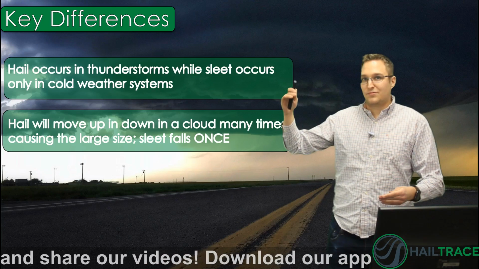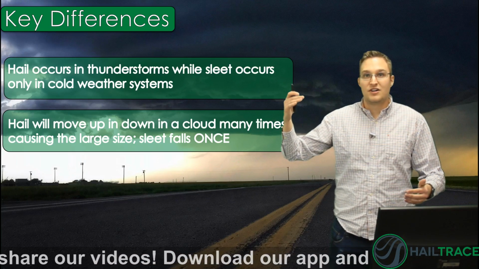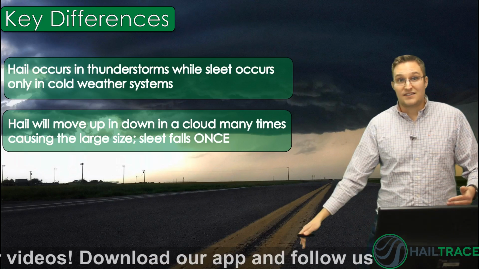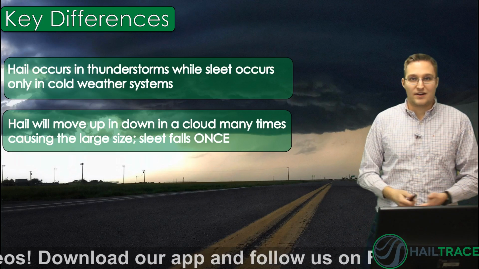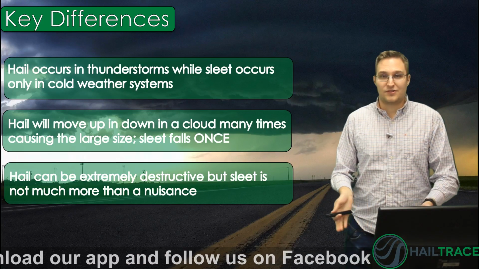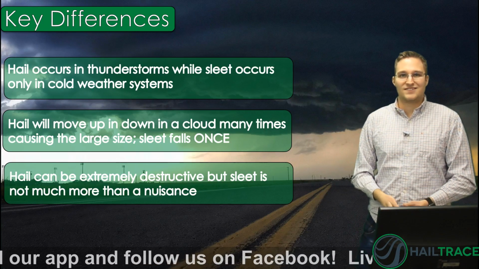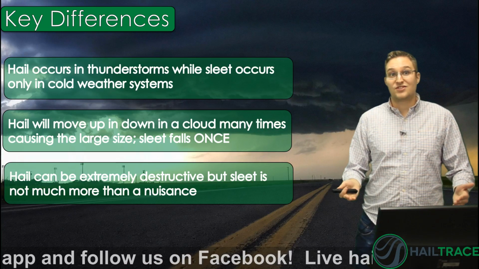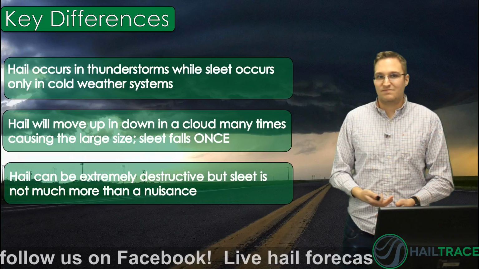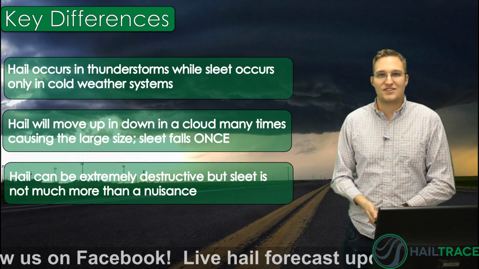You have that precip, whether it's rain or snow at cloud level, fall down, and it'll freeze as it goes towards the ground and hit the ground as a frozen raindrop. And finally, the most obvious one, especially for you guys who watch us, who work in this industry, hail can be extremely destructive. There's an entire industry around it. But sleet, not so much.